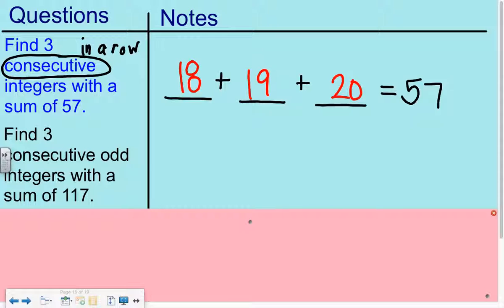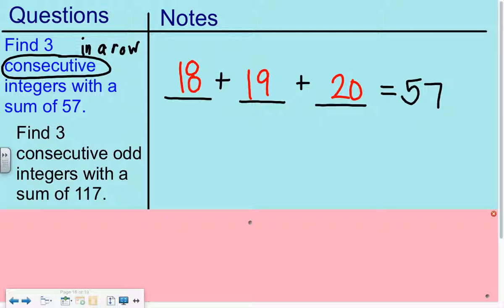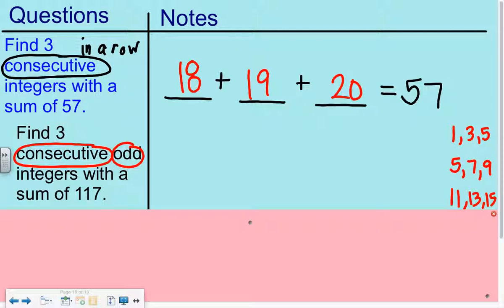Let's try another one. Find 3 consecutive odd integers. So again, they still have to be in a row, but they all have to be odd. So here are examples of odd numbers in a row: 1, 3, and 5, or 5, 7, and 9, or 11, 13, and 15. So they're all odd, but they're still in a row, as if you were counting odd numbers rather than just counting regular numbers.